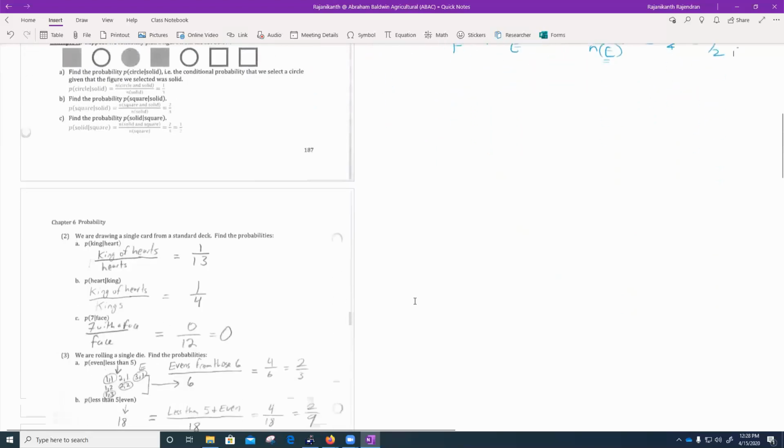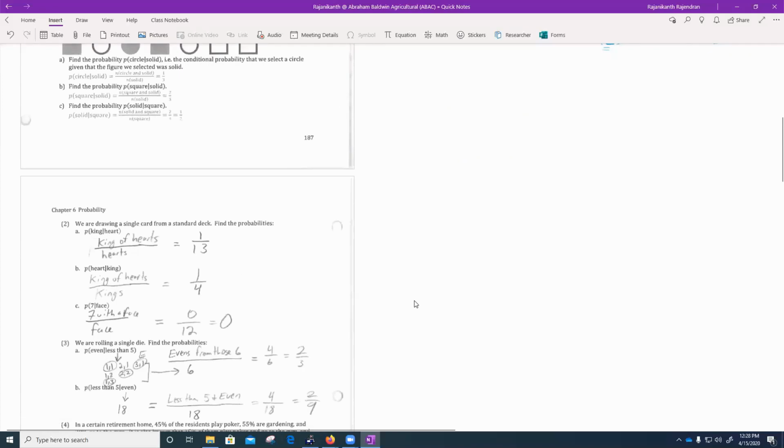So the next one, number 2. We are drawing a single card from a standard deck. Find the following probabilities. First one, the probability of choosing a king given that it is a heart. So this is my event F, this is E. So N of F intersection E over N of E.